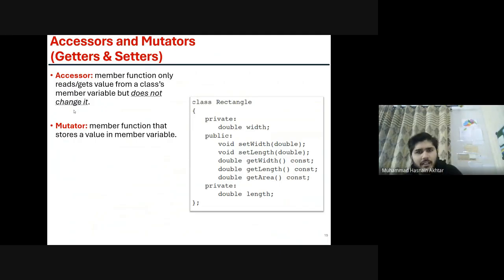And what's the use of getter? The use of getter is basically that you call the function in the main and you get the current value that you have set for the object's data member.